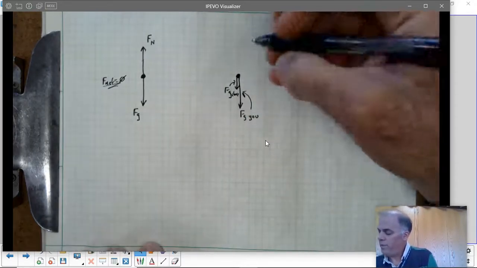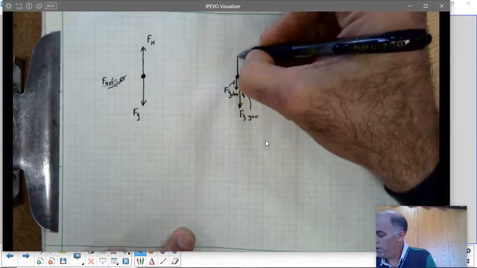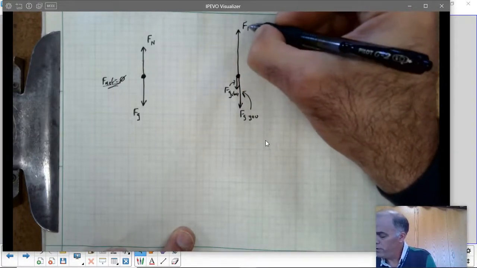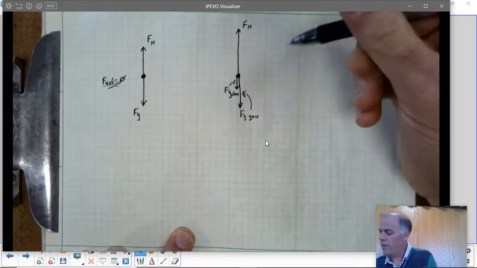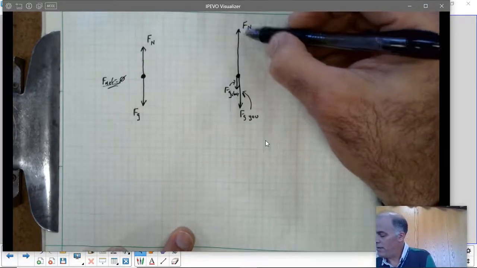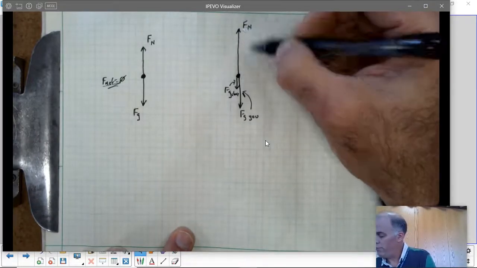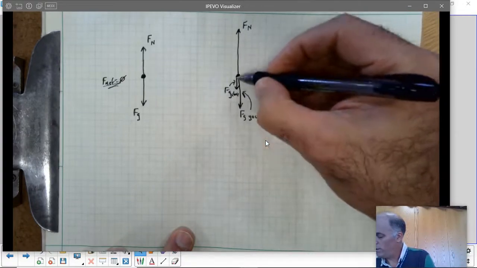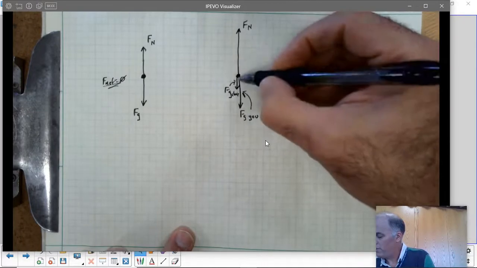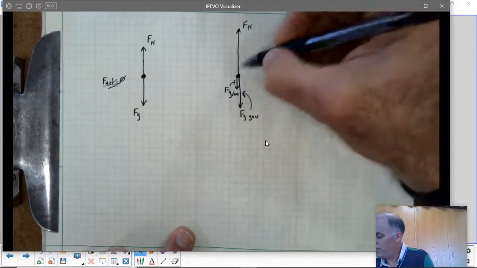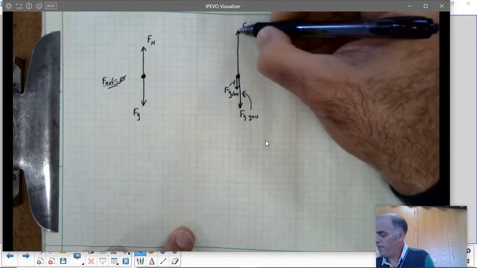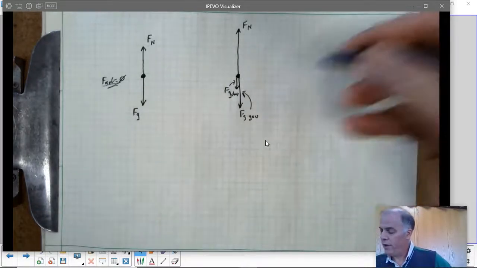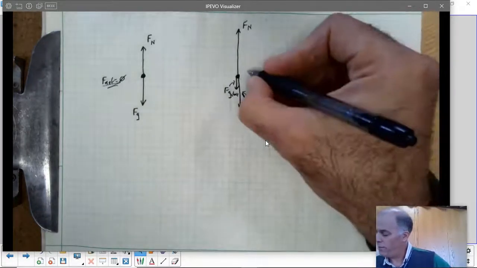Okay, and finally, we have to have the normal force because the chair is sitting on the floor. So this is F sub n, the normal force. And notice that I've tried to make the length of this normal force vector equal to the length of your weight plus the weight of the chair itself. So this plus this is this, as far as the magnitudes go. And the chair is still sitting there. It's not sinking into the floor or flying up toward the ceiling.